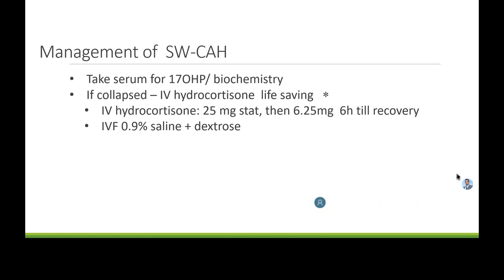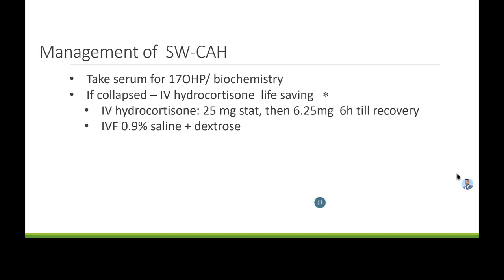So recently I saw a baby who was 3 months, who had a sodium of 110 and a potassium of 7, was admitted, transferred directly to a pediatric surgical unit in our hospital at LRH from a peripheral hospital with a suspected volvulus, but actually thought to be a baby girl. But actually it was a baby boy with 3 beta with salt wasting crisis. So luckily the surgical team picked it up and referred, and so with a sodium of 110, it can be life-saving at that point. So if you suspect, you can give IV hydrocortisone.